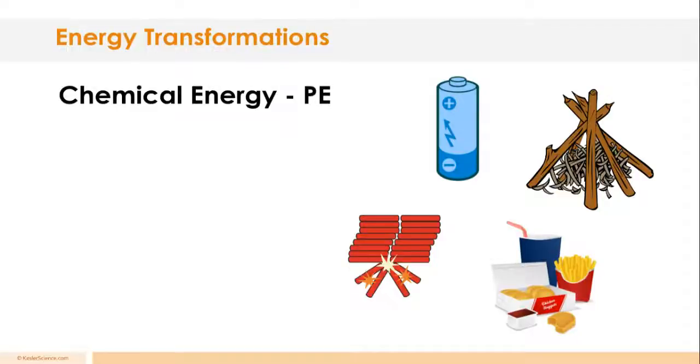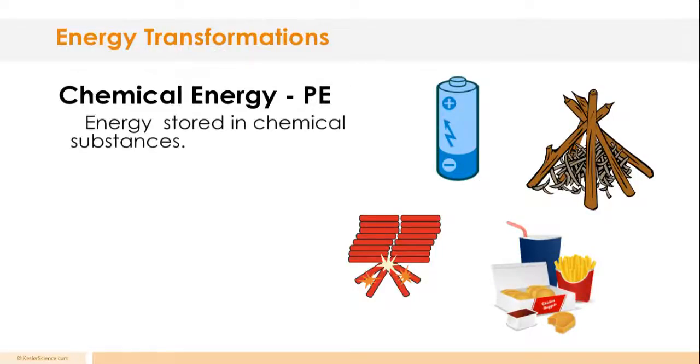We also have chemical energy. Chemical energy is potential energy. And so it's not doing anything yet, but it has the potential for it. It's energy stored in chemical substances. And so you can see some examples there on the side. A fuel would be chemical energy in its potential energy form.